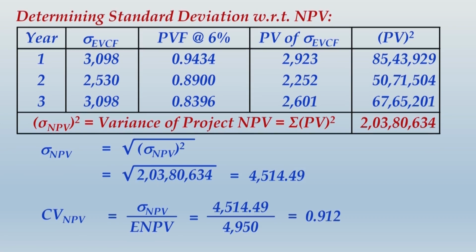0.912. And I have explained to you earlier the interpretation of CV with respect to NPV. For every 1 rupee of NPV, the standard deviation in the form of risk is 0.912. In other words, for every 1 rupee of NPV that you earn, you are taking a risk of 0.912. So please write up this working, and that will be the end of the solution.